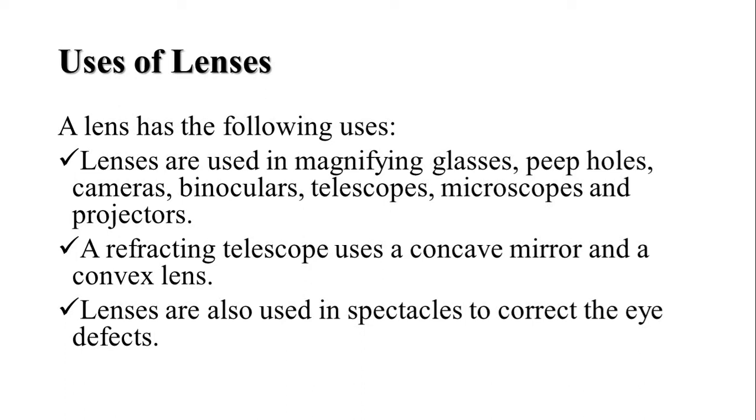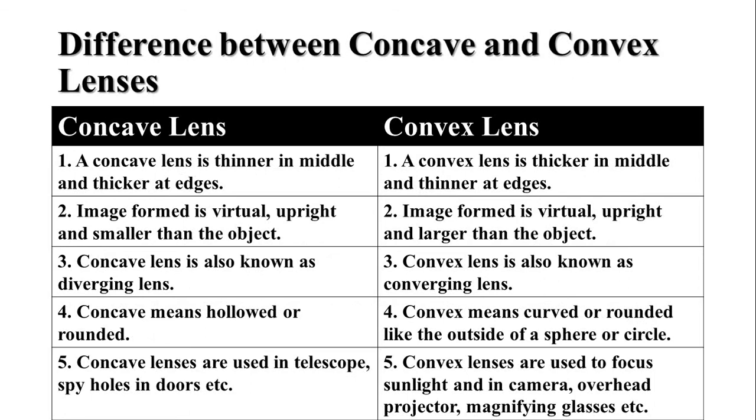And a refracting telescope uses a concave mirror and a convex lens. And lenses are also used in spectacles to correct eye defects. Let us understand the differences between concave and convex lenses. You can see a table on your screen in which the major differences between concave and convex lenses are displayed.